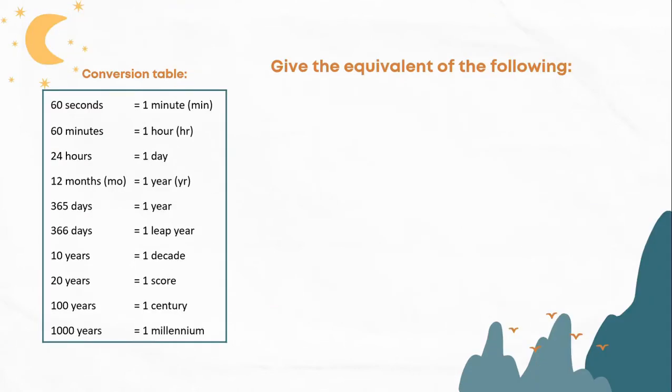Now give the equivalent of the following. Number 1: 26 years equals how many decades? From the conversion table, we see that 10 years equals 1 decade. So we can divide 26 years by 10 to get the number of decades. 26 divided by 10 is 2.6. So we have 2.6 decades.